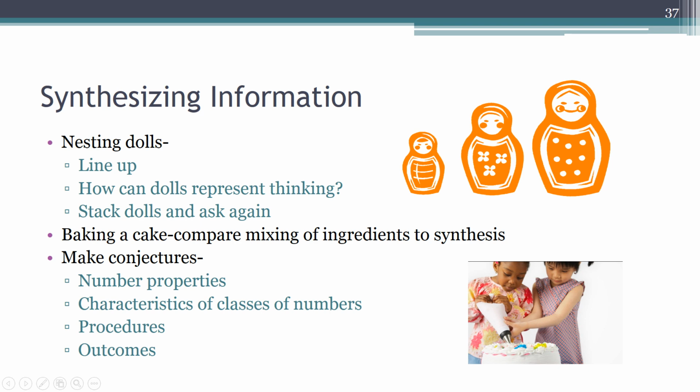If you want students to synthesize information, there are a couple of visuals that can be helpful. Nesting dolls. If you line them up, ask kids, how do they represent your thinking? You stack the dolls together and ask them again, what does that tell you about your thinking? You might think of the idea of a visual of making a cake and mixing the ingredients being a way to synthesize ideas. You might ask students to make conjectures about classes of numbers, procedures, outcomes, properties. All of those support higher order thinking.